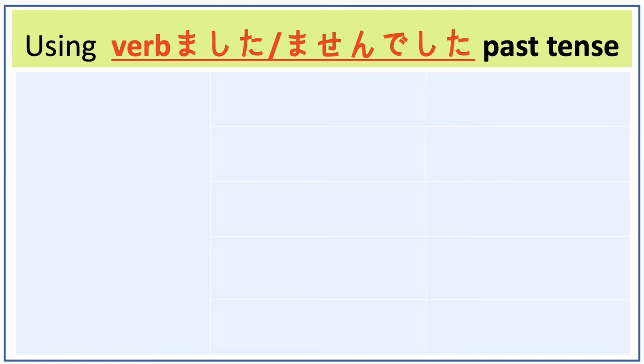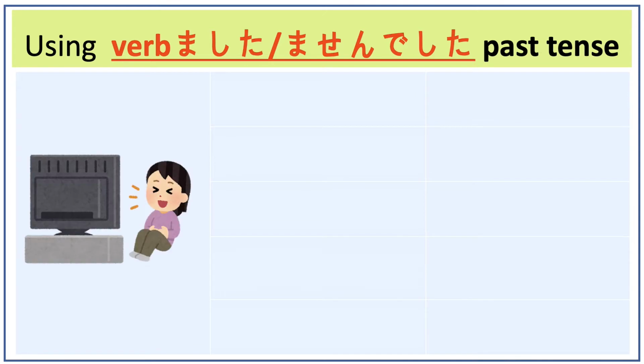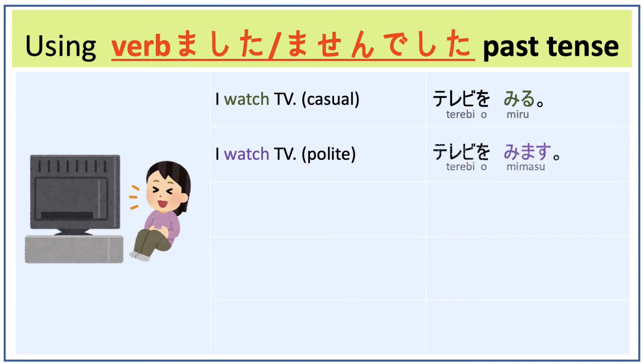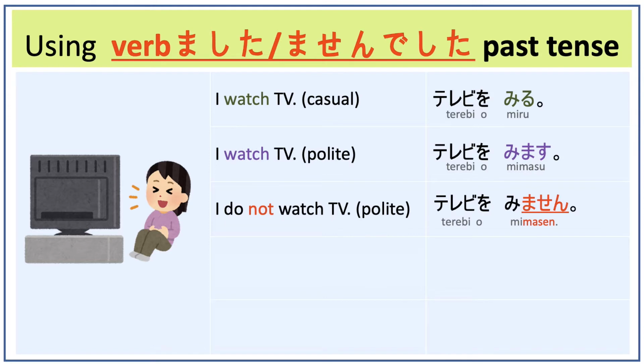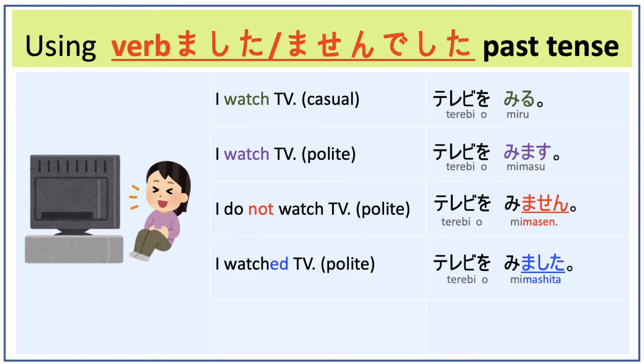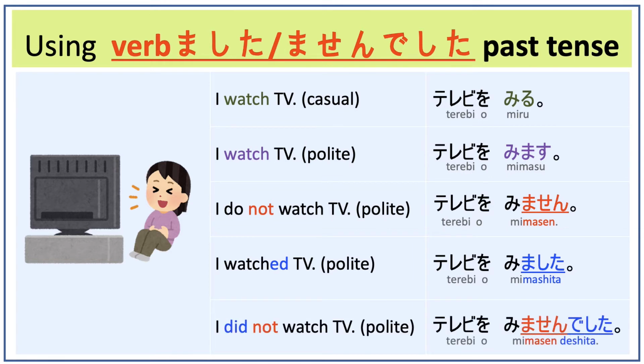In this video, you will learn how to conjugate Japanese verbs from their present short forms to mashita and masendeshita forms in past tense for polite speech. I watch TV in present casual speech is terebi o miru. In polite speech, we would say terebi o mimasu. If I don't watch TV, I would say terebi o mimasen. I watched TV, past tense in Japanese, is terebi o mimashita. I did not watch TV in Japanese is terebi o mimasen deshita.